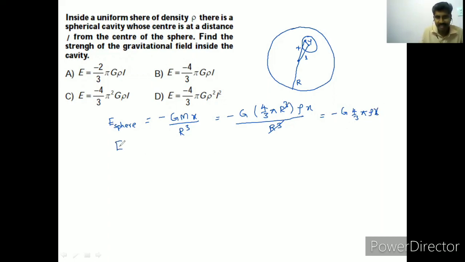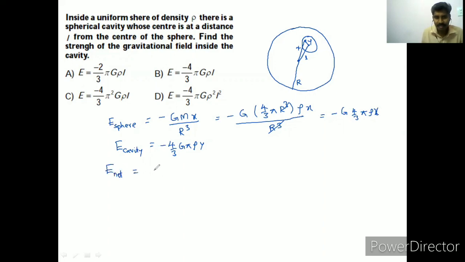Similarly, we can write the cavity intensity from that: minus 4 by 3 G pi rho y. In the cavity, y is there, and in the sphere, x is there. Now we need to find the net intensity.